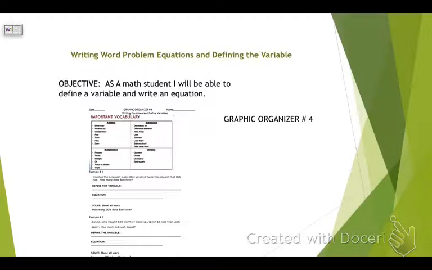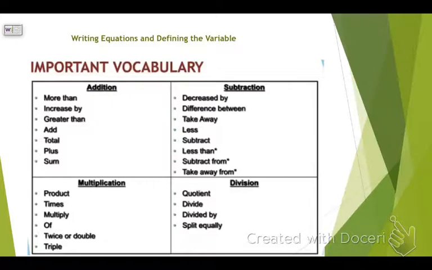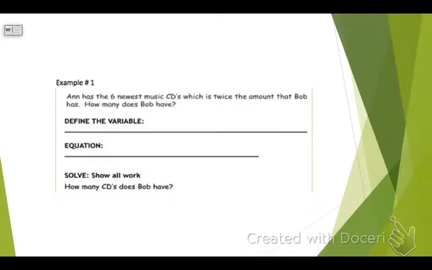Math corner. And we are working on writing word problem equations and defining the variable. As a math student, I will be able to define a variable and write an equation. You should have graphic organizer number 4 with those beautiful written words up there at the top on addition, subtraction, multiplication, and division. Alright, so here we go. Let's get started. Let's not waste too much time.